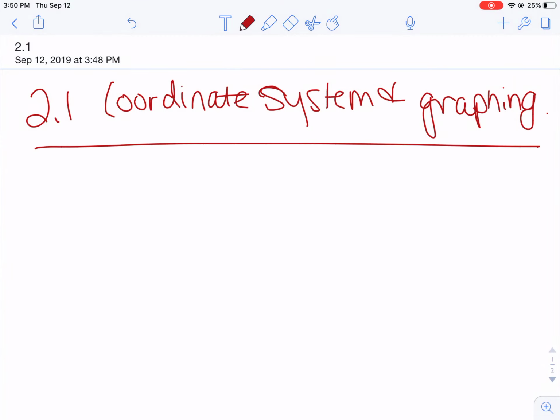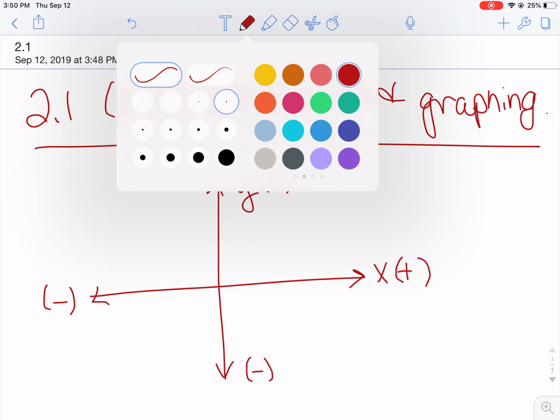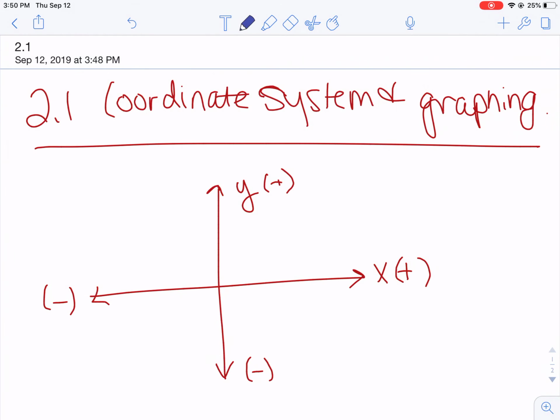So, basically this coordinate system, here's your XY plane. You guys should know that that's your X, and this is your Y, okay? These are your positive X values. These are your negative X values, positive Y values, negative Y values, okay? The coordinate system is broken into 4 quadrants. We call this quadrant 1.